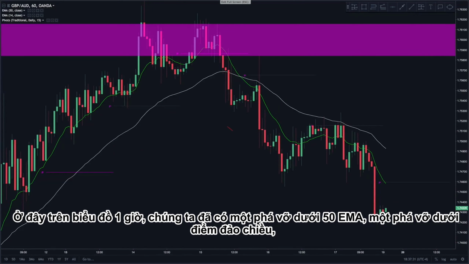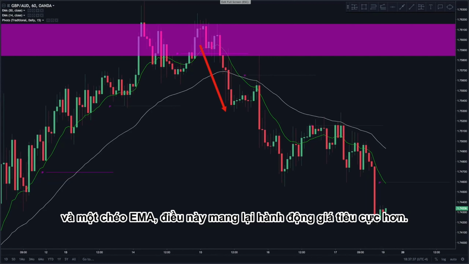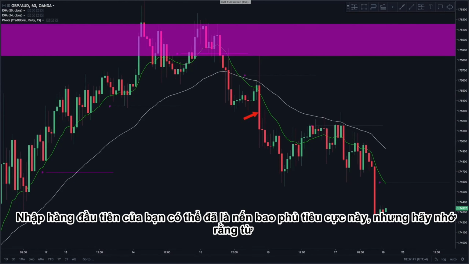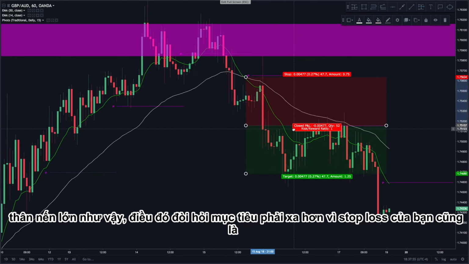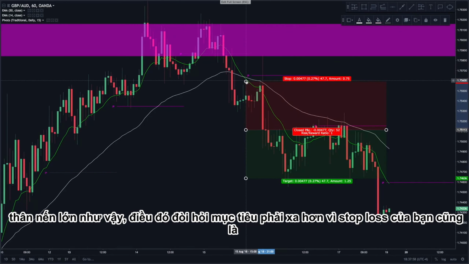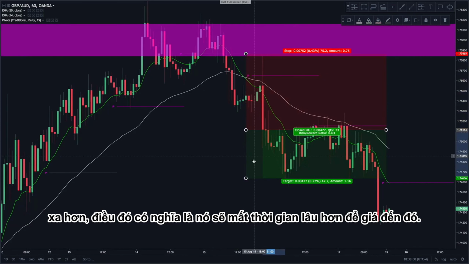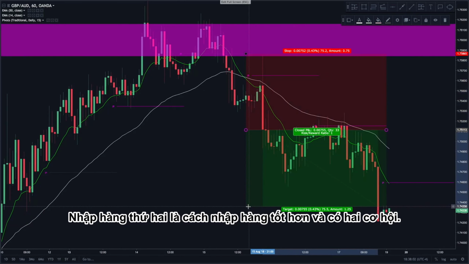Here in the 1-hour time frame, we had a break below the 50 EMA, a break below the pivot, and an EMA cross, which gives more bearish price action. Your first entry could have been on this bearish engulfing candle, but remember that since the body is so big, it requires the target to be further away as your stop loss is also further away, which means it will take longer for price to get there.